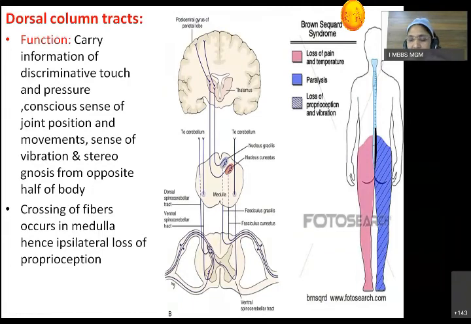Dorsal column sensation of proprioception. Now for that, again you should know the pathway of the dorsal column. Again, the first order cell bodies of the first order neuron are in the dorsal root ganglion. Central processes do not go into the gray matter of the spinal cord. They go to the fasciculus gracilis and fasciculus cuneatus, and then they run up to the medulla. In the medulla, they go to the nucleus gracilis and nucleus cuneatus, where they relay and the second order neuron starts, which crosses to the opposite side, forming internal arcuate fibers which run upward as the medial lemniscus.